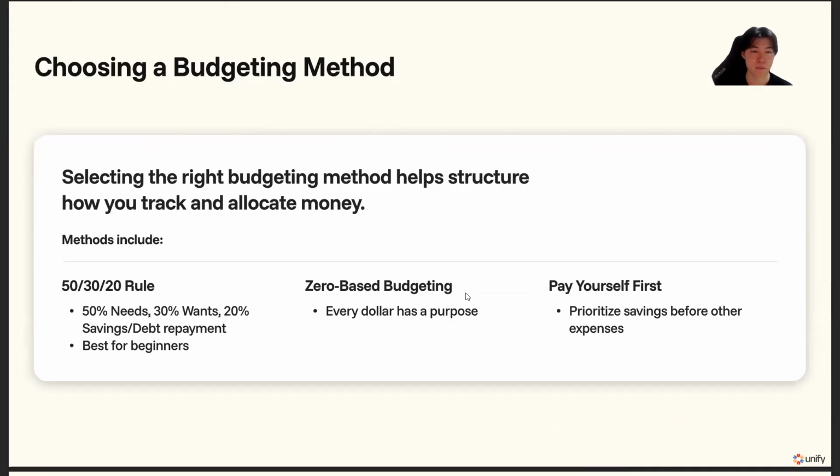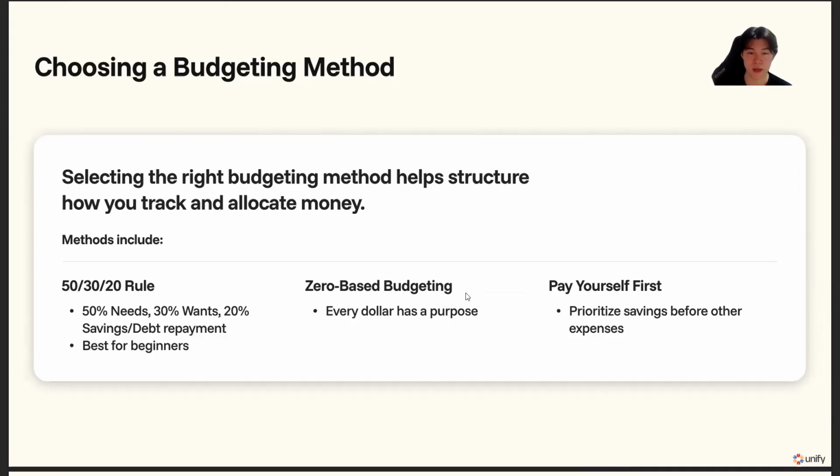Now, choosing a budgeting method. Selecting the right budgeting method helps structure how you track and allocate your money. Some methods include the 50-30-20 rule, where 50% goes to needs, 30% goes to your wants, and 20% goes to savings/debt repayment. This rule is the best for beginners.